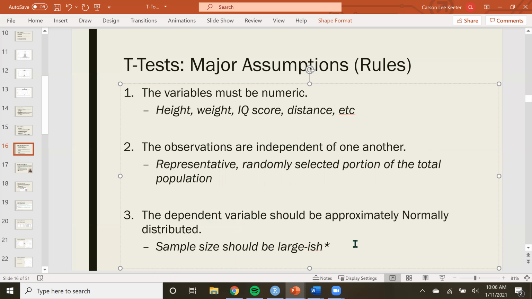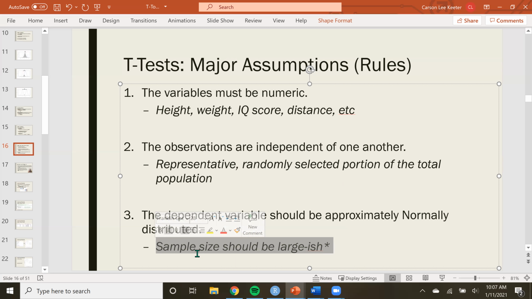What do I mean by large-ish? Oh man, it depends. It depends who you ask. If you ask me, whatever. You can do a t-test with really, really small samples. That's why we have that t distribution, okay? Because it takes into account the fact that we are estimating the deviation of the population with the deviation of the sample. You can use samples as small as 8, even 6, and you can use samples as large as 1,000, 1,000,000, 10,000, whatever. As long as it's large-ish, you're going to be good.